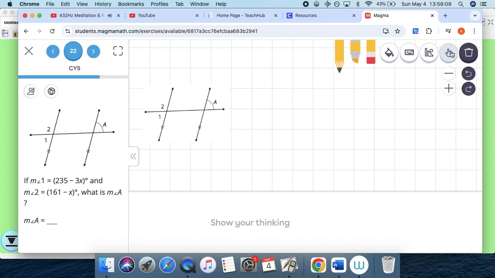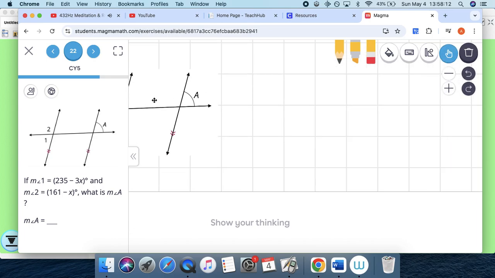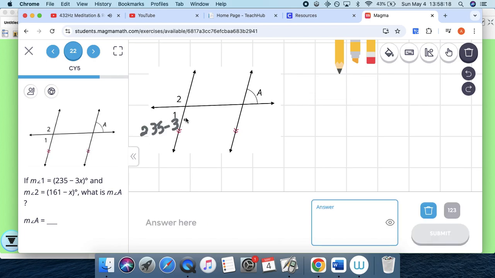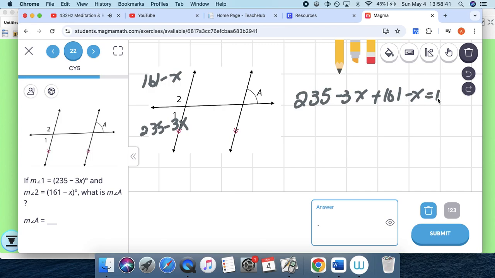Okay. Let's fill in the blanks. Angle 1 right here is 235 minus 3x, and angle 2 is 161 minus x. We actually want the angle, so we've got to find x and then substitute. What's the relationship between angle 1 and 2? Like the previous problem, they are supplementary. So 235 minus 3x plus 161 minus x equals 180.